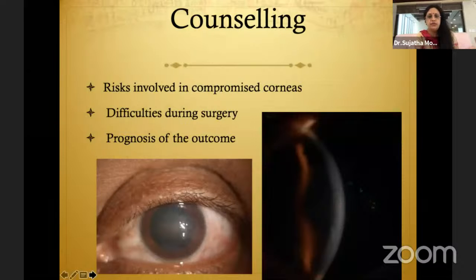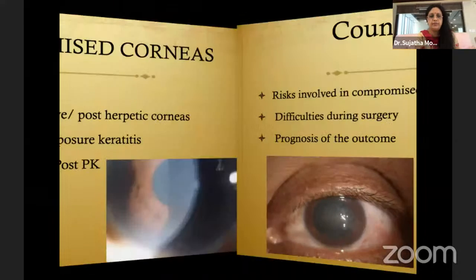So the most important thing in a combined problem is that you have to inform the patient that it's not the cataract alone which is causing the drop in vision, but because of some of the compromised cornea, you're also having defective vision. So this is a very important thing that you have to emphasize to the patient, and also tell them the risks involved in compromised corneas, the difficulties during surgery, and the prognosis of the outcome.